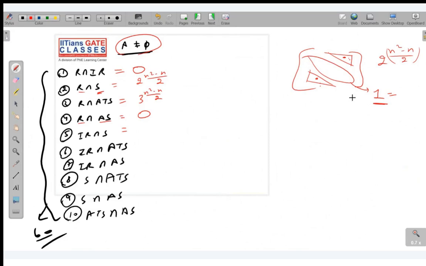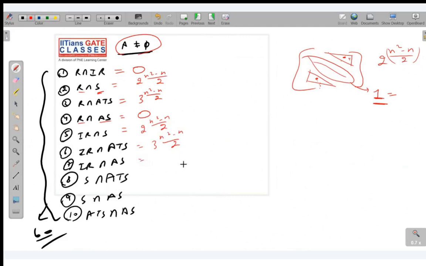Irreflexive means only one possibility, all should be absent. And for symmetric, the same two possibilities: this is present, this should be present, and so on. So the same answer, 2 power (n square minus n)/2. Similarly, irreflexive and antisymmetric: only one possibility for the diagonal, all should be absent. For off diagonals, three possibilities now: this present or this absent, or both are absent. So 3 power (n square minus n)/2. See, the same formula.